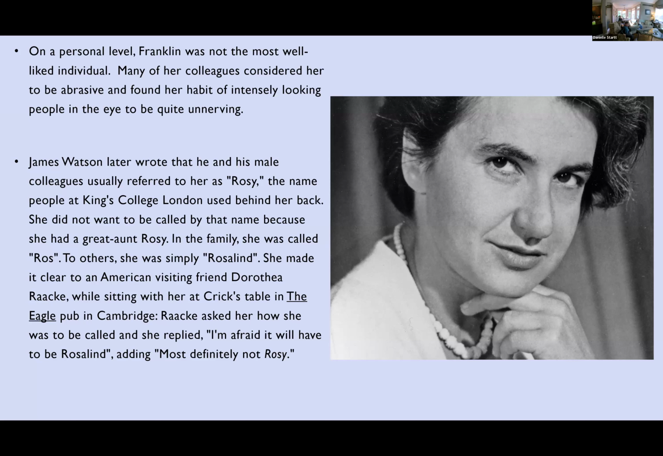So she made it clear to an American visiting friend whose name was Dorothea Racke, while sitting with her at Crick's table in the Eagle Pub. So sitting there with Crick and the crew, because they were colleagues, even though they weren't really working together. Racke asked her how she wanted to be called, and she replied, I'm afraid it will have to be Rosalind. Most definitely not Rosie. Meaning like, stop calling me that behind my back. I don't like it, right?